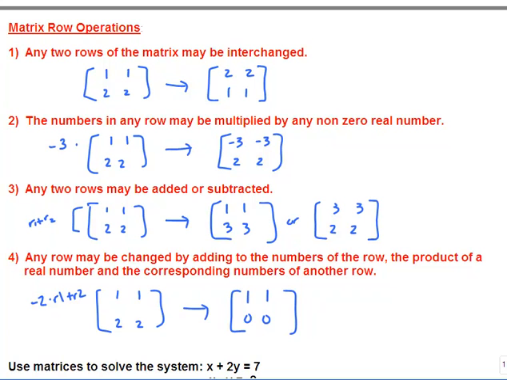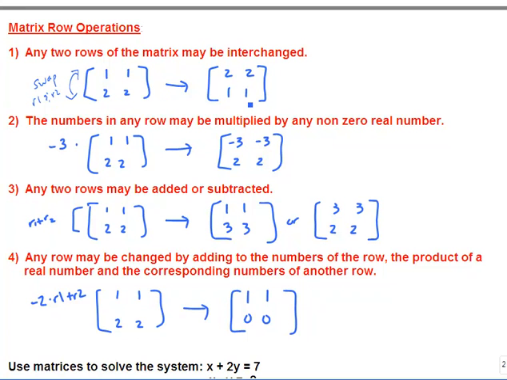The first rule, the first thing you're allowed to do, is you're allowed to swap any 2 rows of a matrix. So for example, if I started with a simple matrix 1, 1, 2, 2, I could swap row 1 and row 2 and get 2, 2, 1, 1.